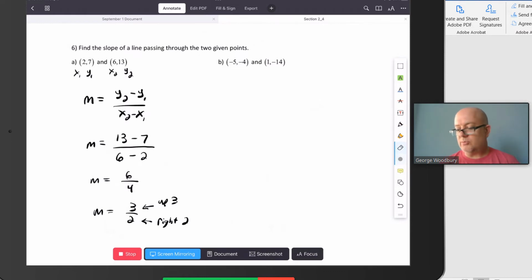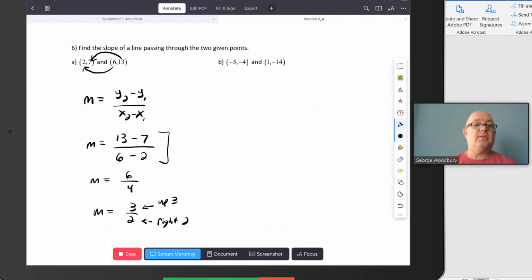One thing for some students that are visual learners, getting in a pattern of figuring out your slope this way might be good for you. I'm going to subtract the y's on the top, 13 minus 7, and on the bottom, I'll subtract the x's, 6 minus 2. That gets me that fraction, and then I can go from there.